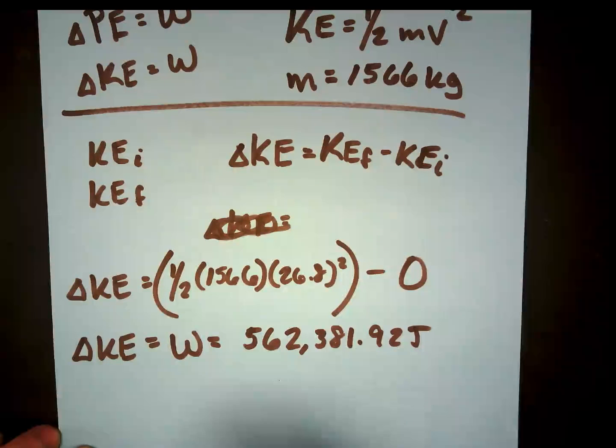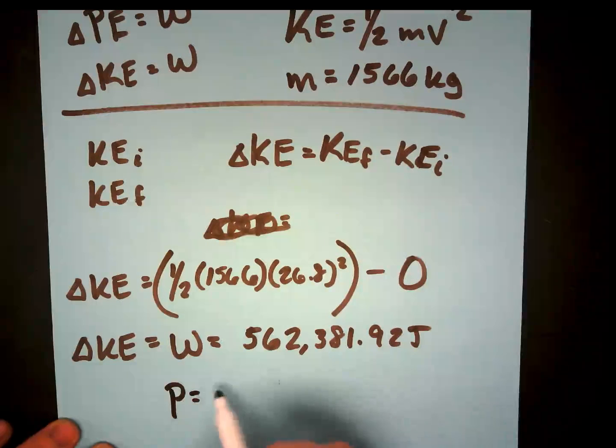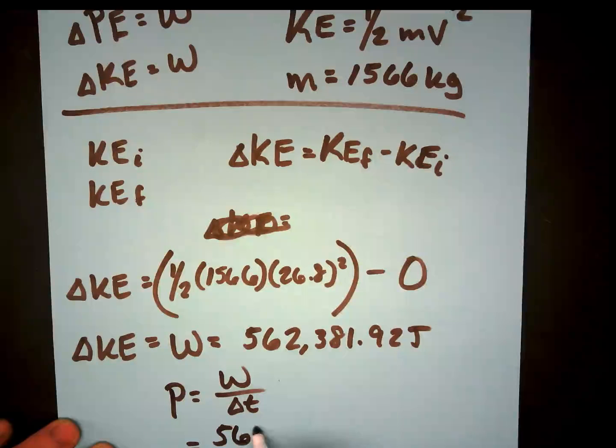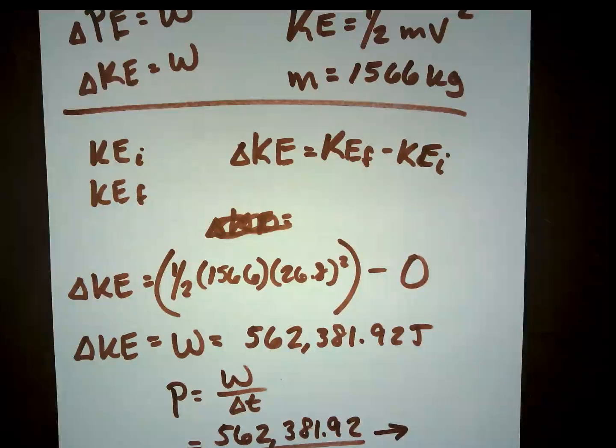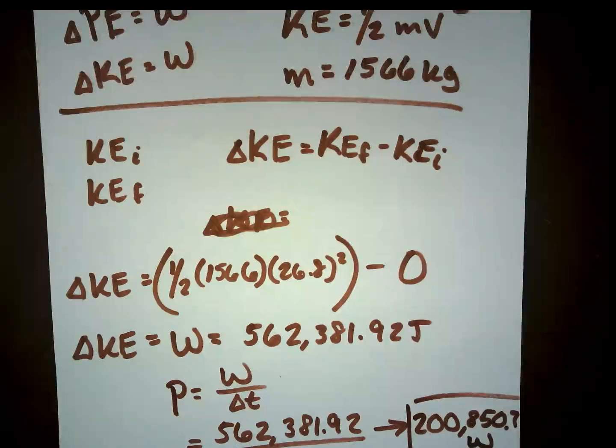So we've got our work done, and then it's just going to be P is equal to work over T, which is going to be 562,381.92 divided by 2.8, which is going to give us 200,850.7 watts.